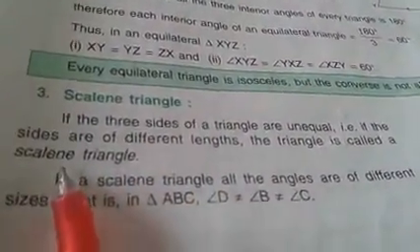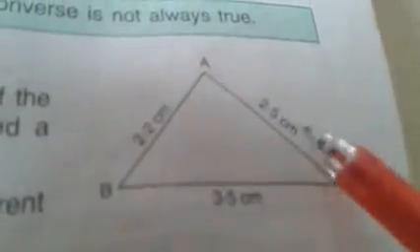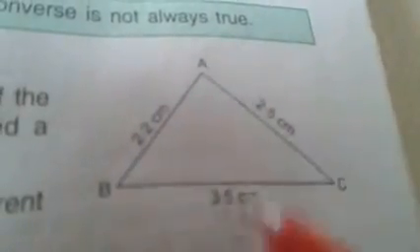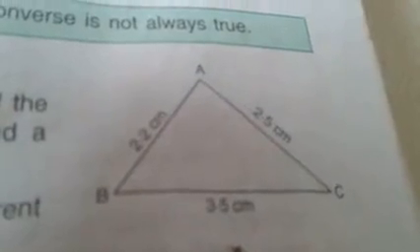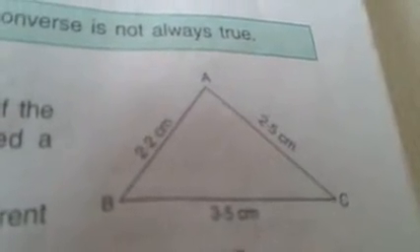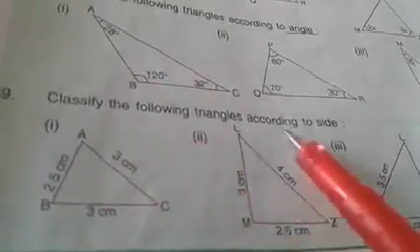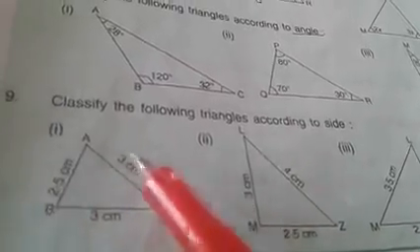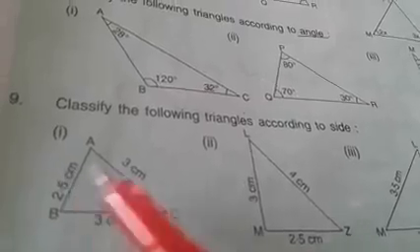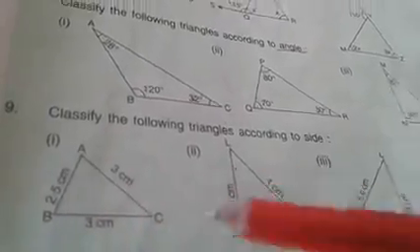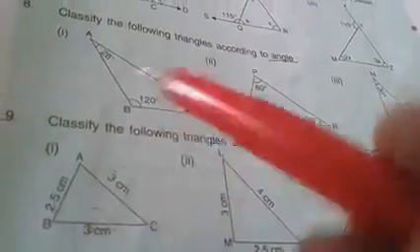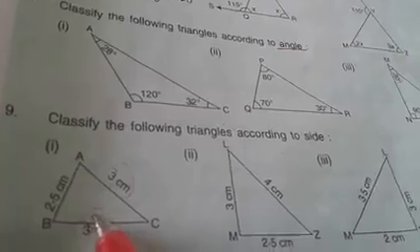Scalene triangle. If you will see scalene triangle, you can see 2.2 centimeter, 2.5 centimeter and 3.5 centimeter. What does this show? None of these sides are of equal length. If none of the sides are of equal length, we say that that triangle is scalene triangle. Let us see here. Classify the following triangles according to side: 2.5, 3 and 3 centimeters. Two sides are equal. So when two sides are equal, we say this is an isosceles triangle.